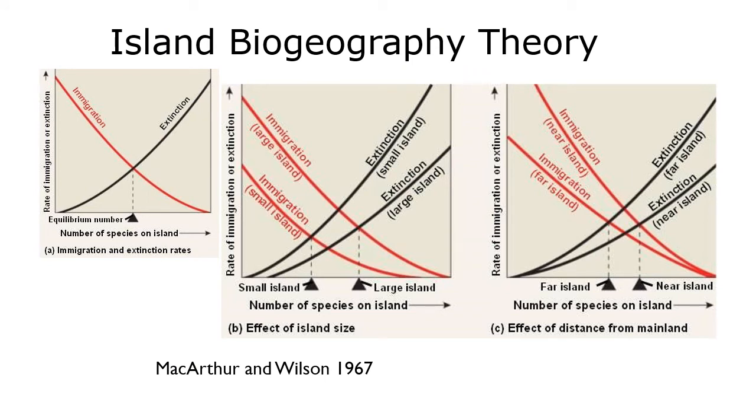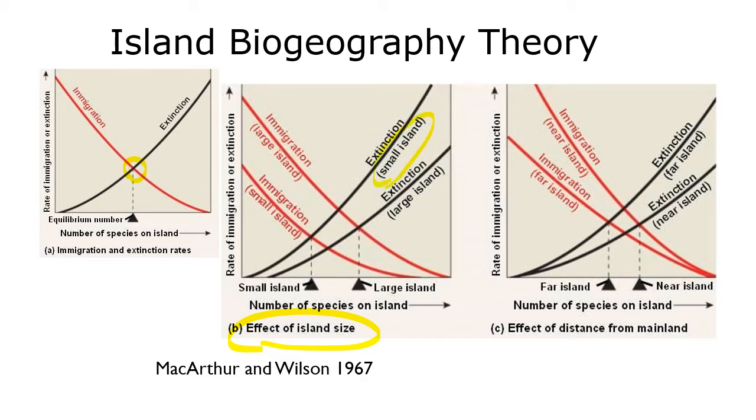We have the general theory on the left here, where you can see that the immigration rate and extinction rates are going to balance each other out at some point, so that you have an equilibrium number of species where those lines cross. But the shapes of those curves are going to depend on the size of the island. And so we can see that we expect the extinction rates to be higher on smaller islands. So that line is going to be higher.